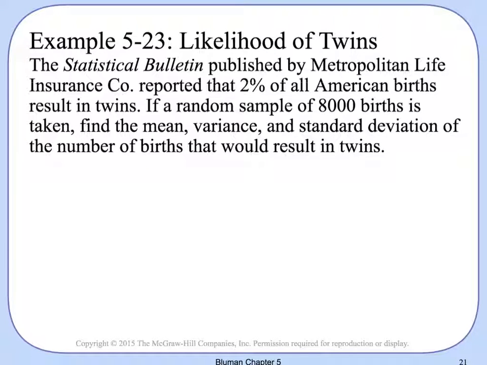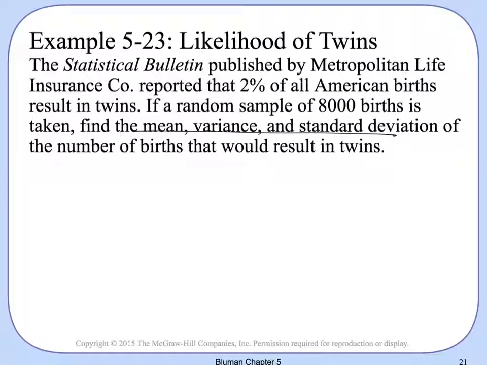Okay, example 5-23. Likelihood of twins. A statistical bulletin published by Metropolitan Life Insurance Company reported that 2% of all American births result in twins. If a random sample of 8,000 births is taken, find the mean, variance, standard deviation, and number of births. How many of you want to make the table from 0 to 8,000? Yeah, so we're not going to do the table way and run one variable stats, right? So we want to use our shortcuts. I want you to use the three shortcut formulas to find these.